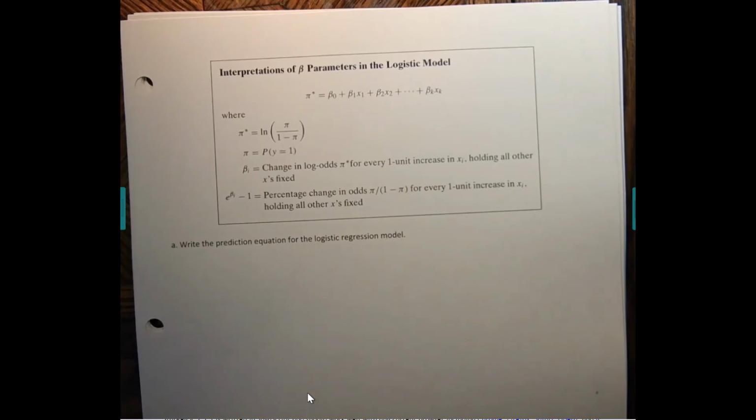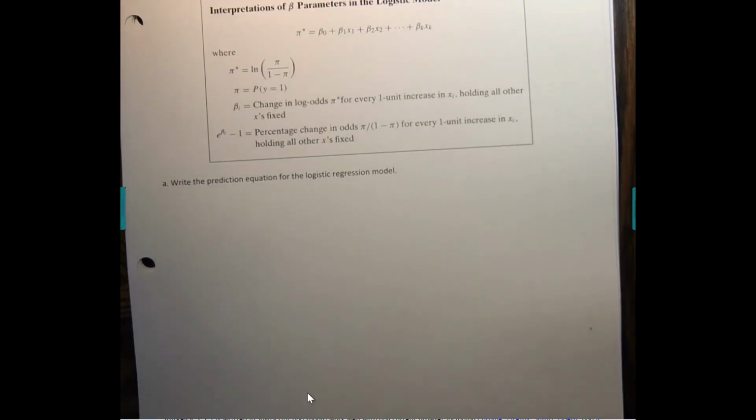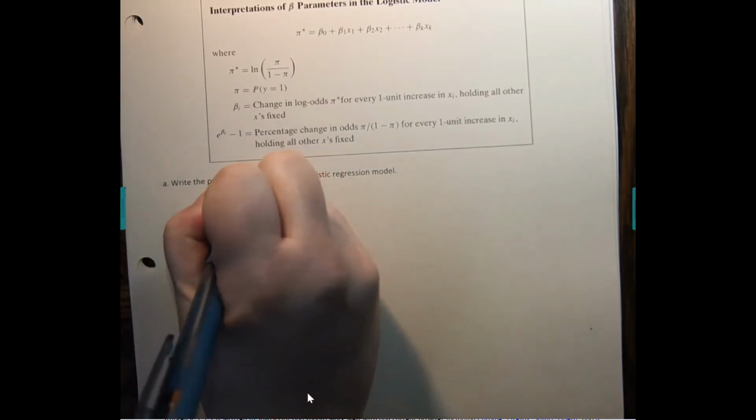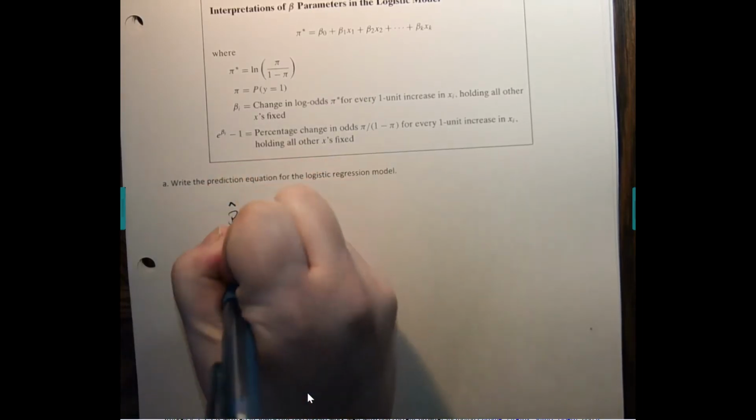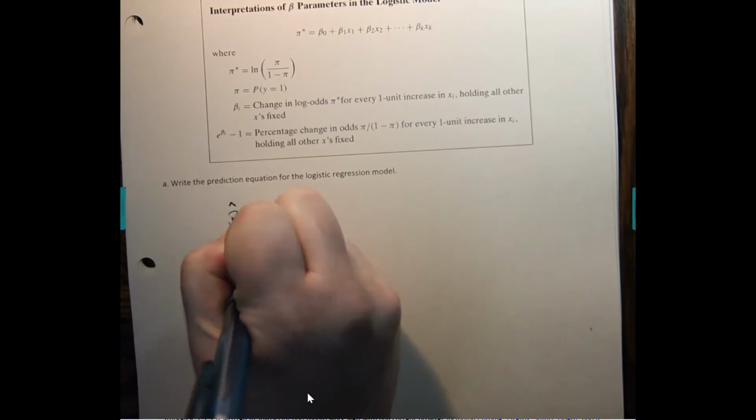All right, so we're going to answer some questions based off of these different outputs. So first of all, here's the interpretation from earlier that we wrote down, so it's just here for our convenience. So the first thing we're going to do is write down the prediction equation for the logistic regression model. To do that, we need to find our different estimates, and I'm going to write them down here, and then we're going to go back through the output and I'll show you where they are in the output.